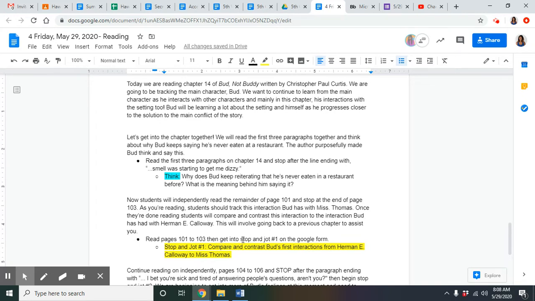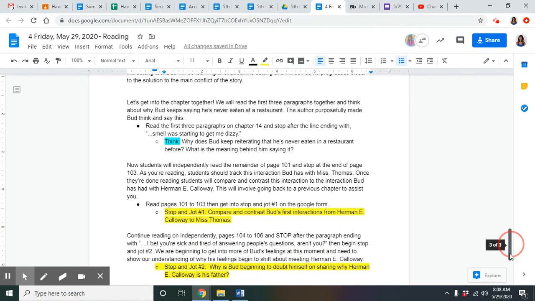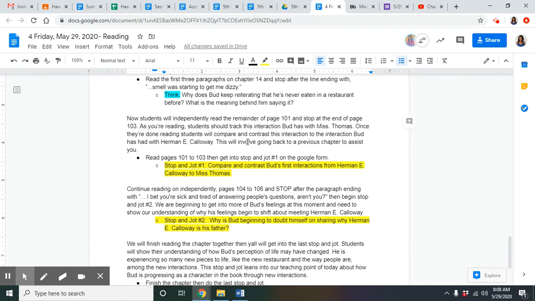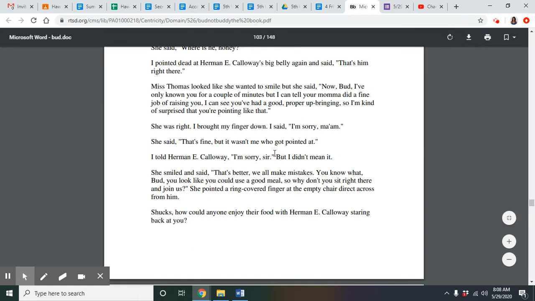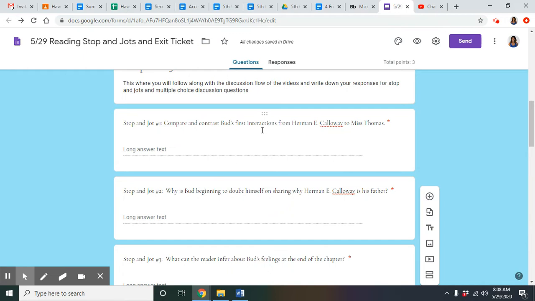So this may take you going back to the previous chapter to do this comparison from how Miss Thomas treats him on their first interaction compared to how Hermione Calloway treats them on his first interaction. So go ahead and get into reading to the bottom of page 103, getting into that first stop and jot here in the Google form, and then come back to the video when you are done. So go ahead and pause the video and get started.